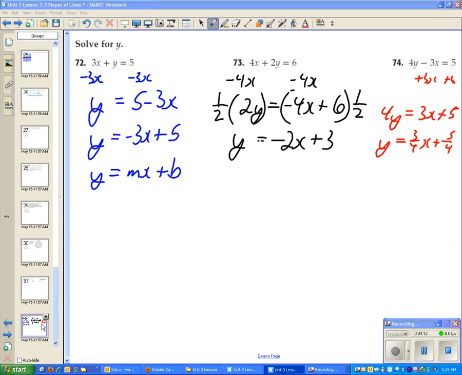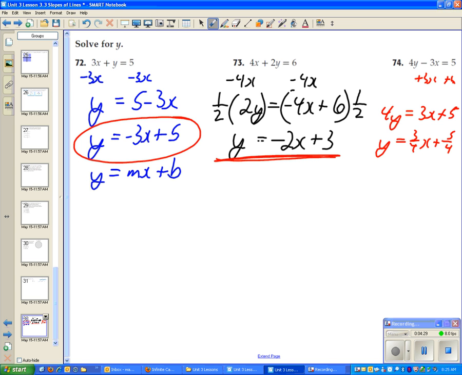Now, the nice thing about these, by putting them into slope-intercept form, just by looking at this, what's the slope of that line? It's negative 3. Once you've solved it for y, whatever the coefficient of x is the slope of the line. So what's the slope of this one? Negative 2. Slope of this one? 3/4. Now, the other number is significant as well.